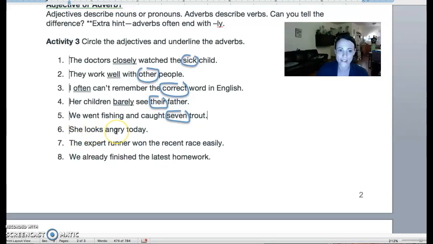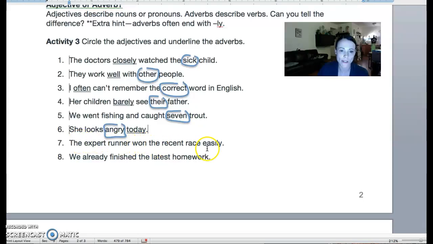So she looks angry today. Angry. What's angry in the sentence? Did you say adjective? You would be correct. Angry is the adjective. What does angry describe? Angry is not describing today. Today isn't angry. She is angry. So this comes after a linking verb and it's describing the pronoun she. Then we also have today. Today is an adverb describing when she looks angry. When does she look angry? Today.